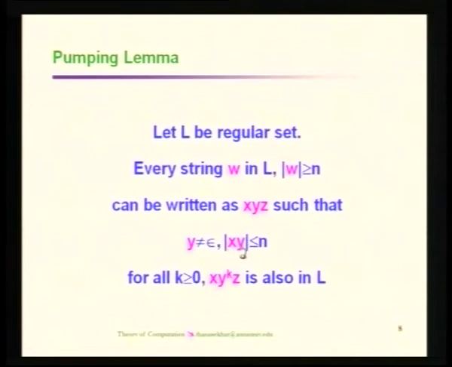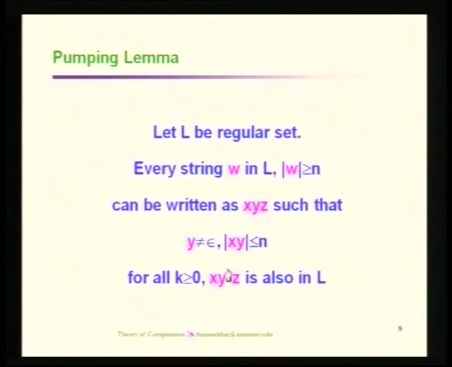So, that is why we are having |xy| less than or equal to n. Now if you find that x, y, z is going to be a split for this w with all these conditions satisfied, y is not equal to epsilon and the length of xy is less than or equal to n, then the very important thing you have to prove here is to pump this y any number of times. That is, for all k greater than or equal to 0, we are going to pump this y k number of times, including 0 times.